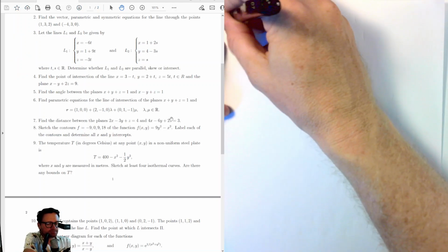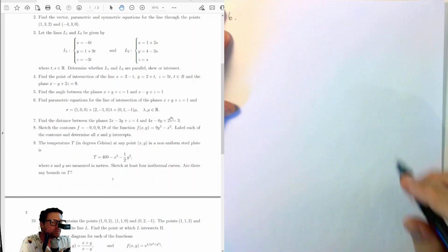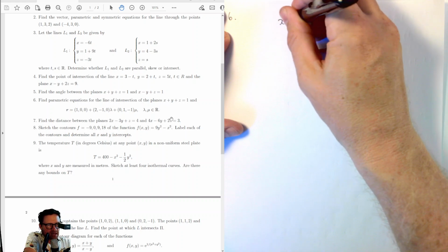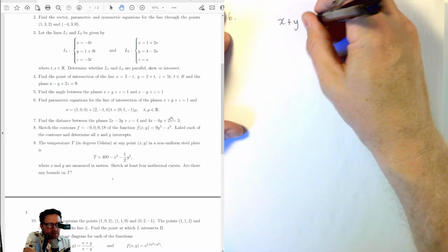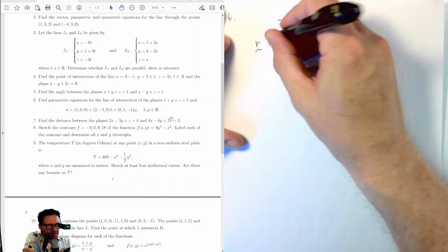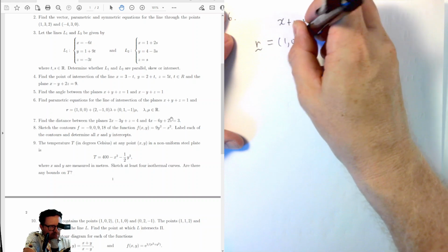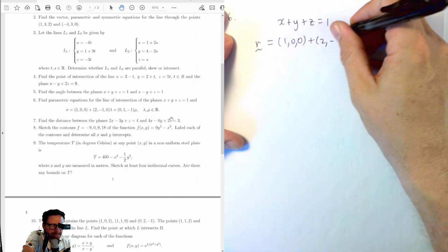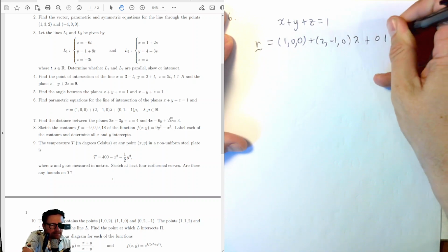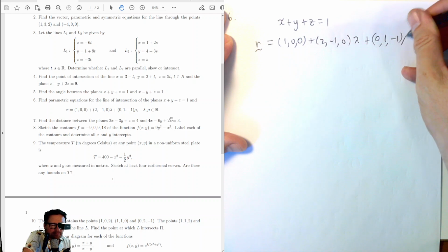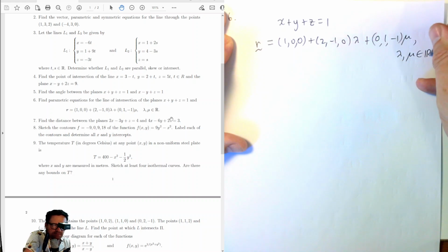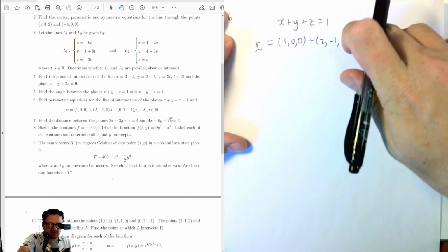Question 6. Find parametric equations for the line of intersection of the planes. So we have a plane given in scalar form, and then we have another plane given in a type 2 vector form, where lambda and mu are any real numbers. Now I feel like I should explain this description a little bit.